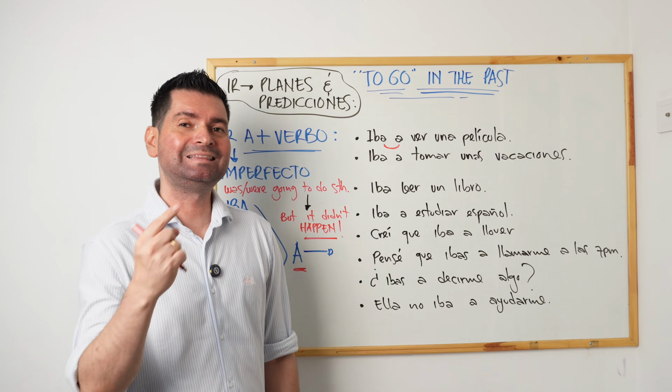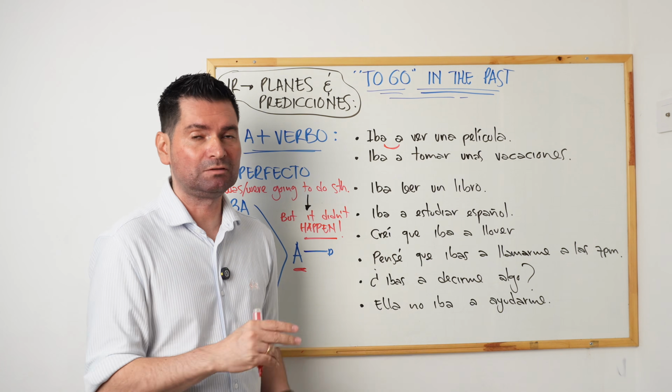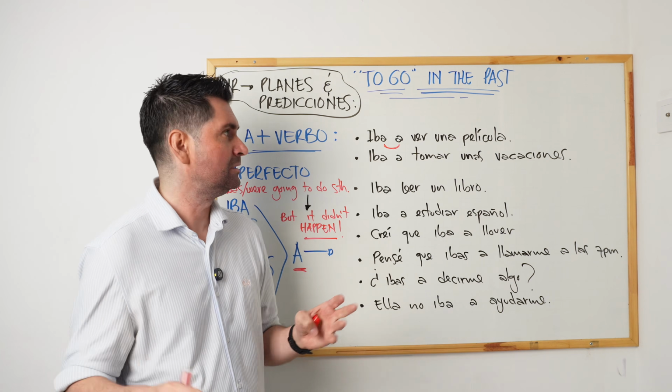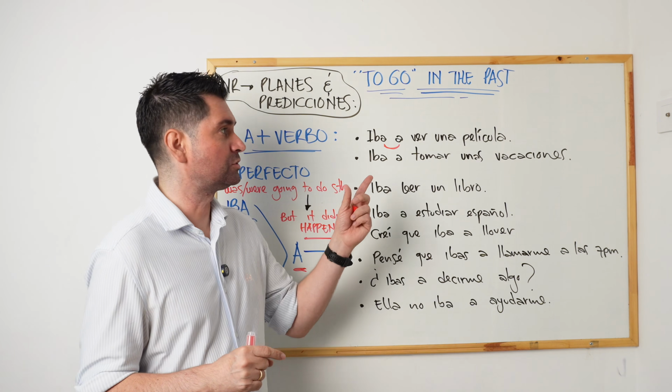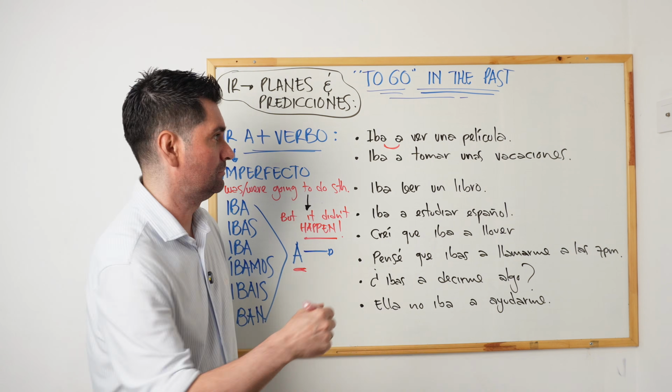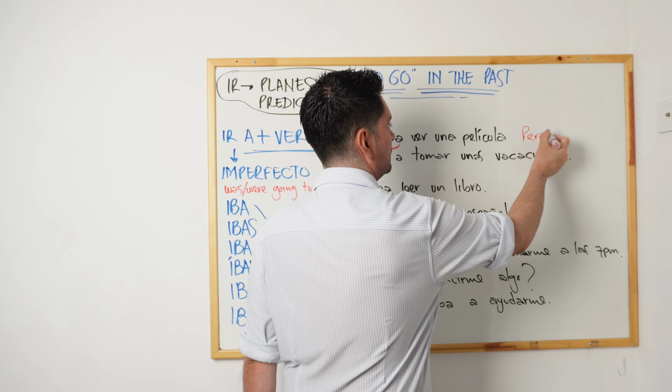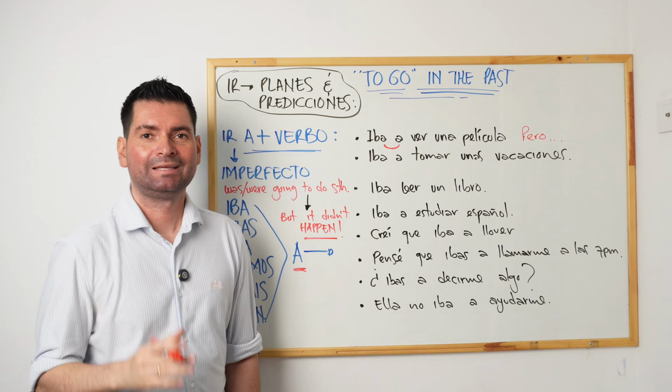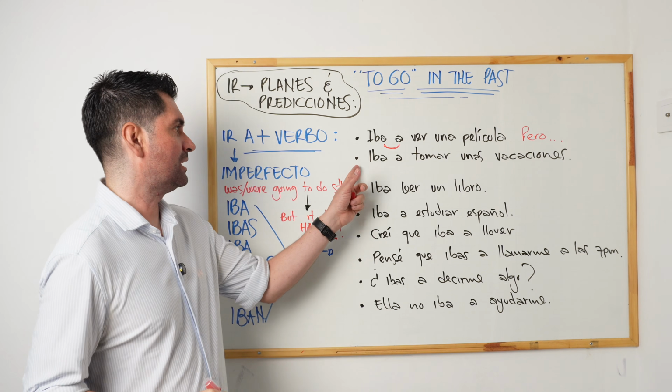It means that I didn't see it, that I didn't watch it for some reason. Something happened. A common preposition that we use here all the time is pero, but. It didn't happen.